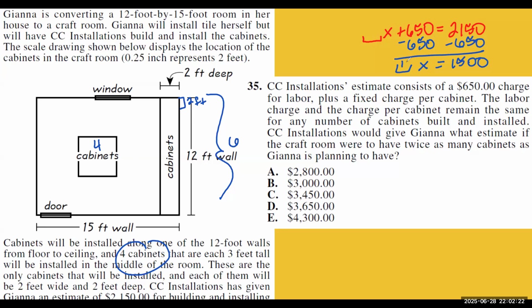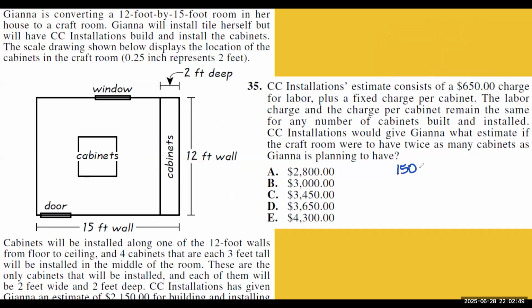So I know that there are 10 cabinets. Now, ooh, that's the wrong number. My bad. Okay, I know that there are 10 cabinets. So really, this is our unknown that we're looking for: $150 per cabinet plus the $650 for the labor equals the $2,150 total. We know that there are 10 cabinets. So if I multiplied all this out, I would get 1,500. Oh, good grief. 1,500 plus 650 gives me 2,150.